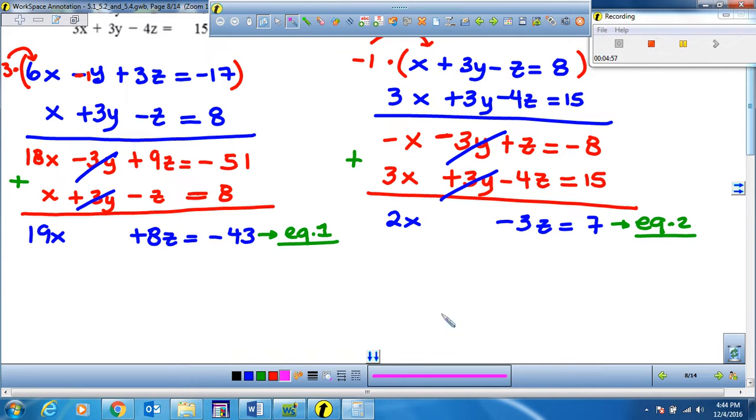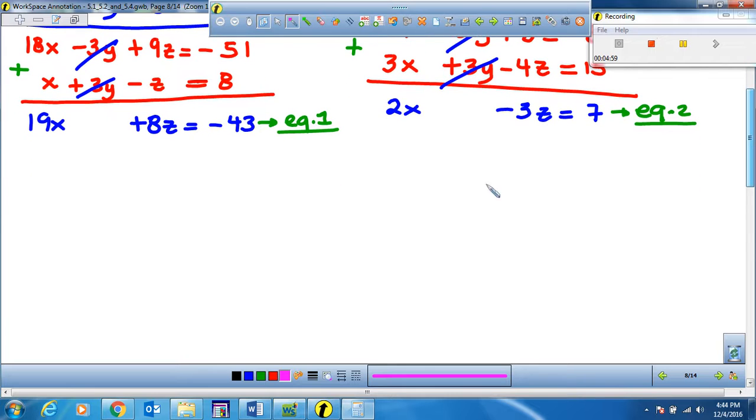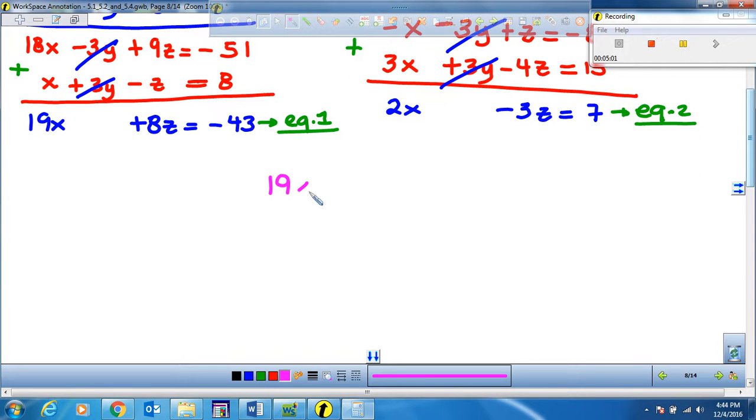And so now you're going to set one equation underneath the other one. Equation 1, and then underneath equation 1, let's write equation 2.